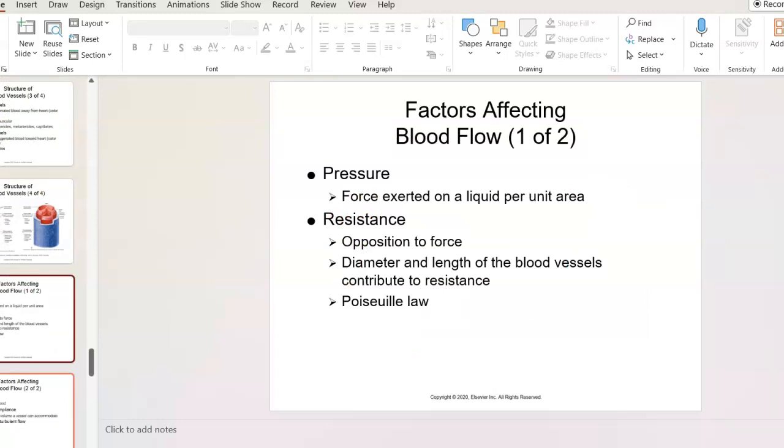Pressure can affect blood flow, as you know, and resistance. So it depends on how much pressure is being put behind that fluid and how much resistance we have in the blood vessels. The diameter and length of blood vessels can contribute to that resistance.